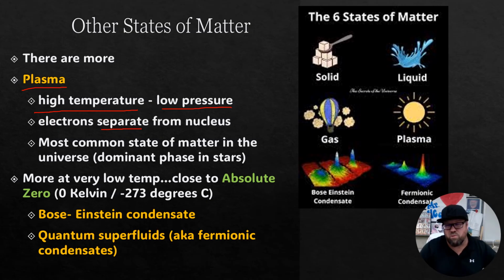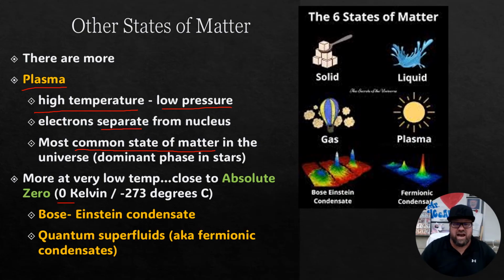And what we kind of misrepresent is that on Earth we have solids, liquids, and gases, but in our universe, plasma is the most common state of matter. Why? Because it's the dominant phase of matter in our stars, like our sun. Now, the other two states of matter occur at very low temperatures.